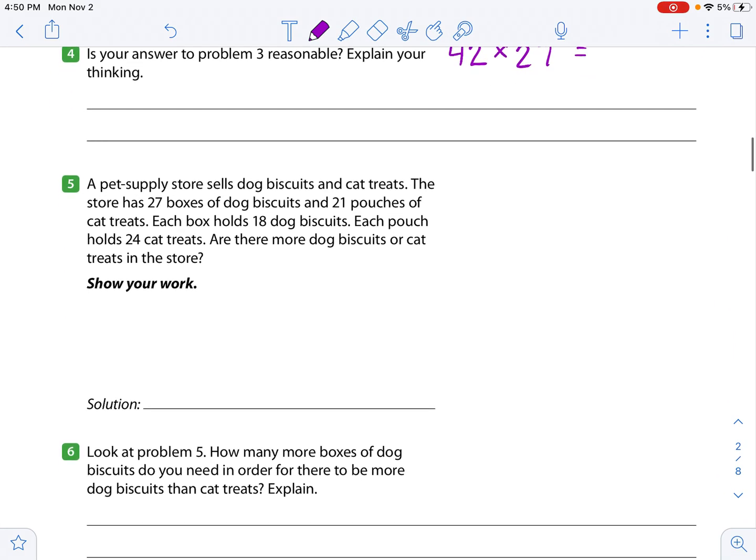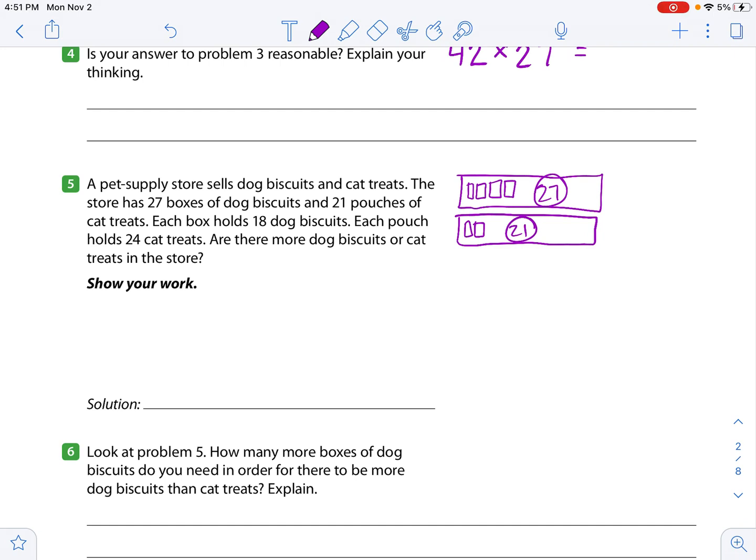All right, then number 5. I'm going to kind of walk you through number 5, but I'm going to let you solve it on your own. It says a pet supply store, so that's like PetSmart. A pet supply store sells dog biscuits and cat treats. The store has 27 boxes of dog biscuits. Okay, so I'm just picturing maybe an entire row, like a shelf, and it's got 27 boxes. No, I'm not going to draw all 27, but it's got 27 boxes of dog treats on it. And 21 pouches of cat treats. Okay, so let's say the row below it has 21 pouches of cat treats.